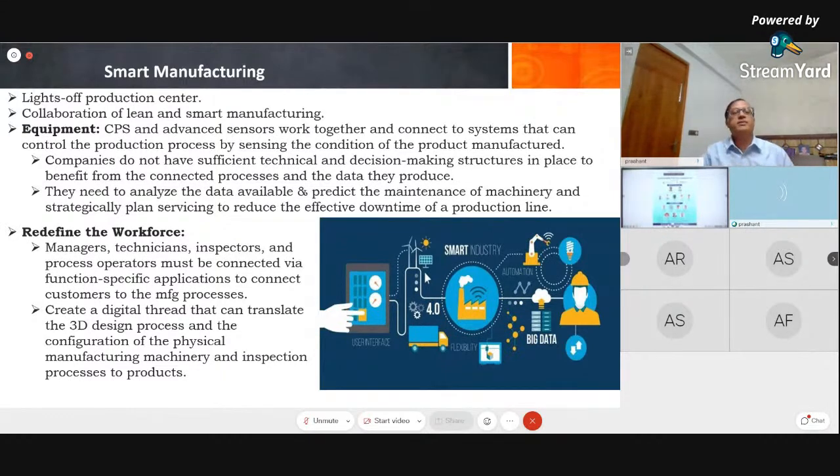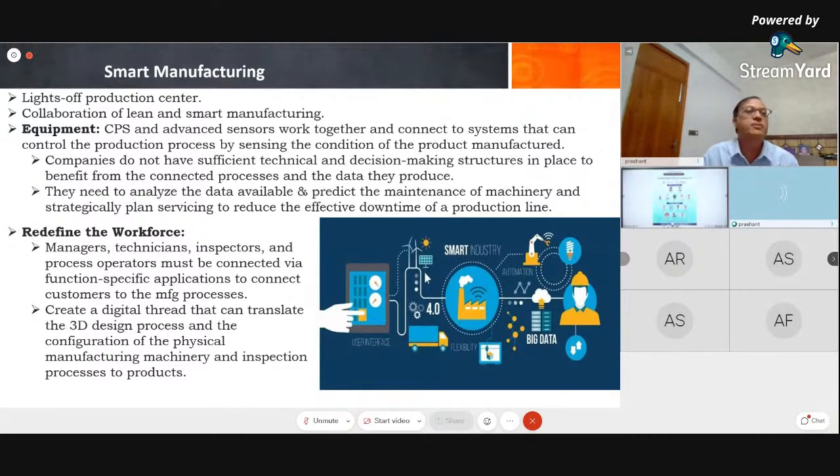As I said, the ultimate goal of Industry 4.0 is to achieve a lights-off production center. Here we're talking about minimization of waste and optimal processes. The idea is very close to the one we talk about in lean manufacturing or smart manufacturing. Now, you all know what CPS are. We talked about it: cyber physical systems. So we have cyber physical systems and advanced sensors, and they work together and control the production process. Smart manufacturing has basic components, and we'll talk about these components now.